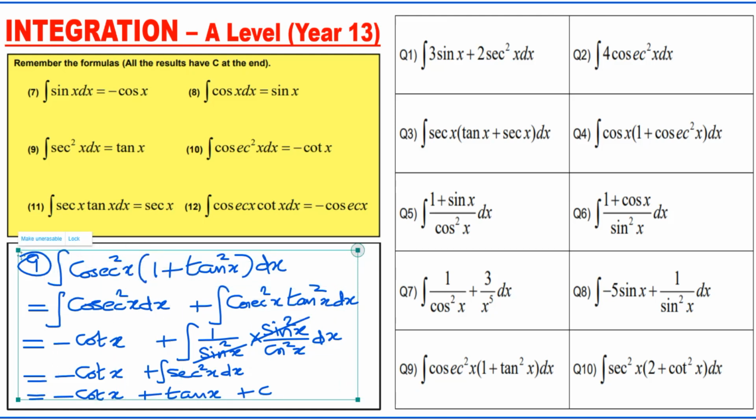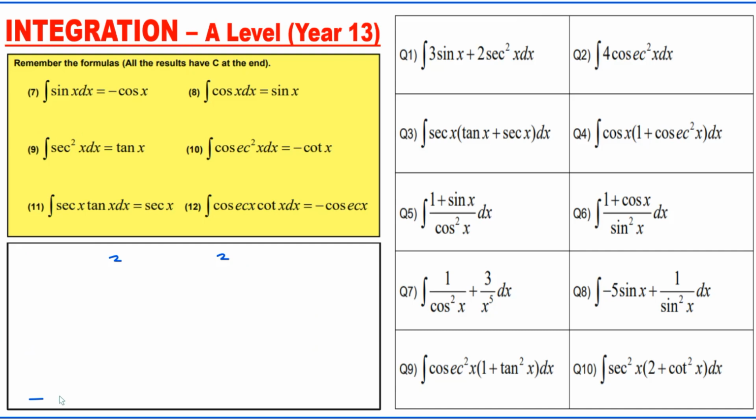Let's move on to question number 10. Everyone have a look at question number 10. Again, it is a combination of trig functions. So you need to expand the bracket and we will take it from there. Question number 10 is integrating sec squared x in bracket 2 plus cot squared x.